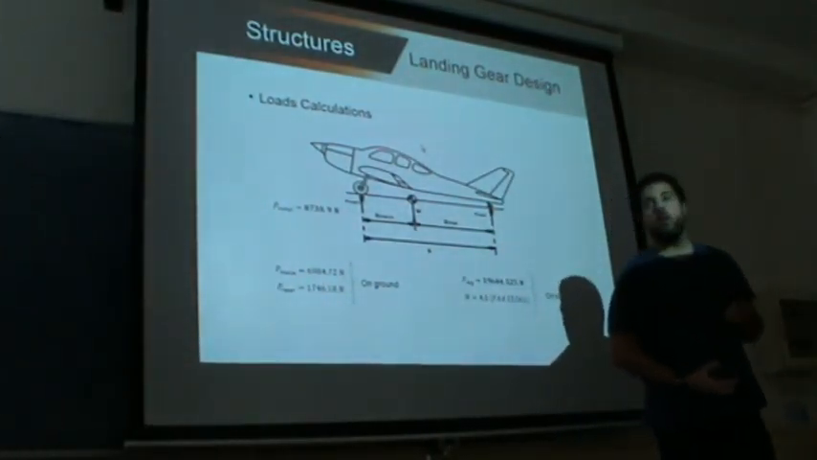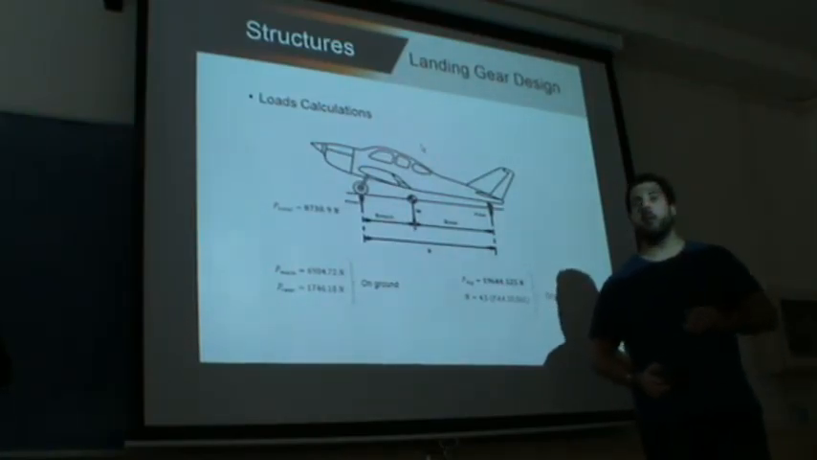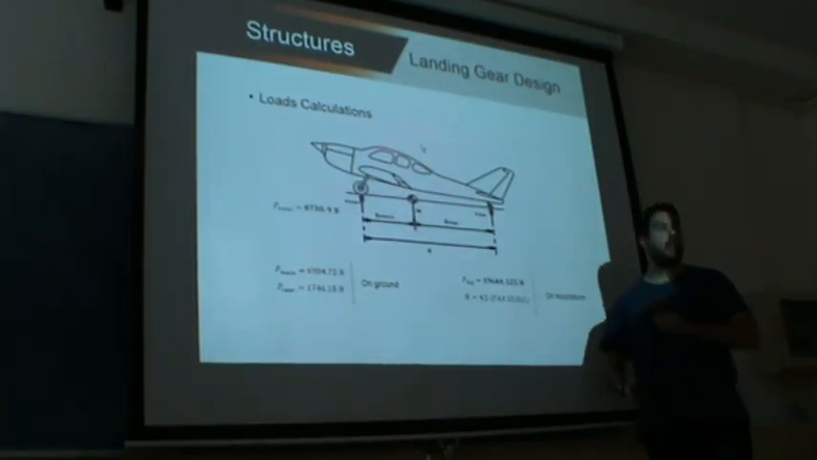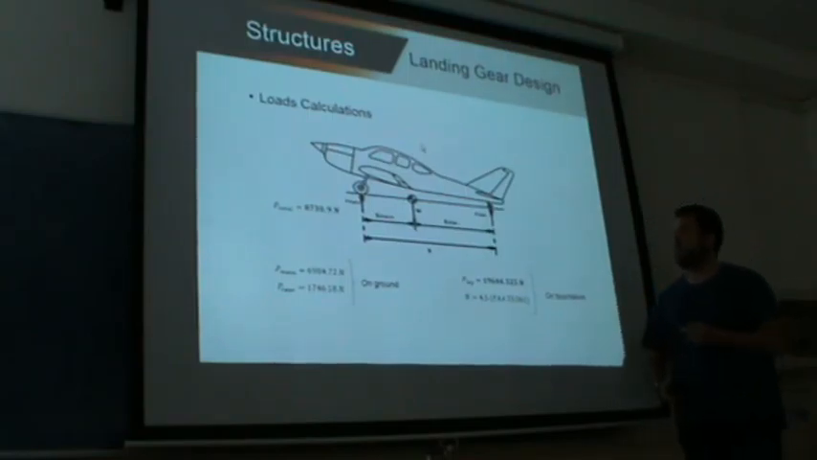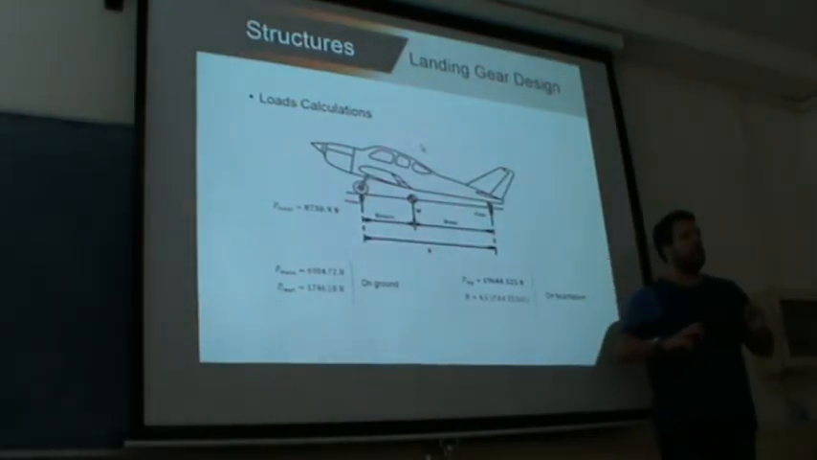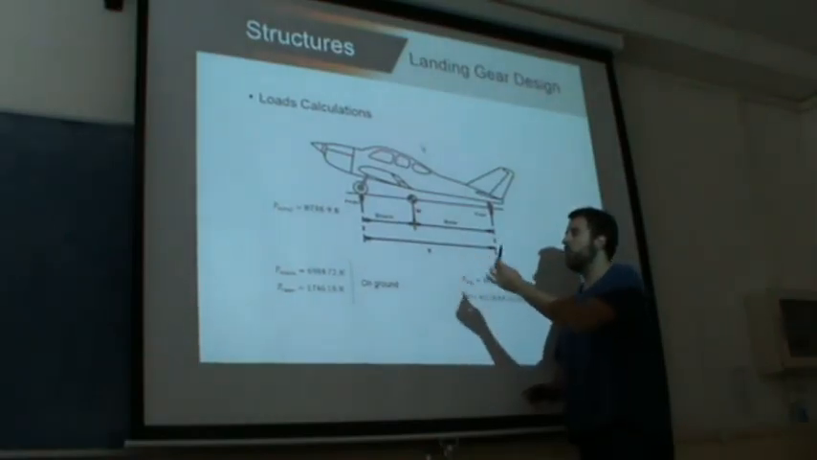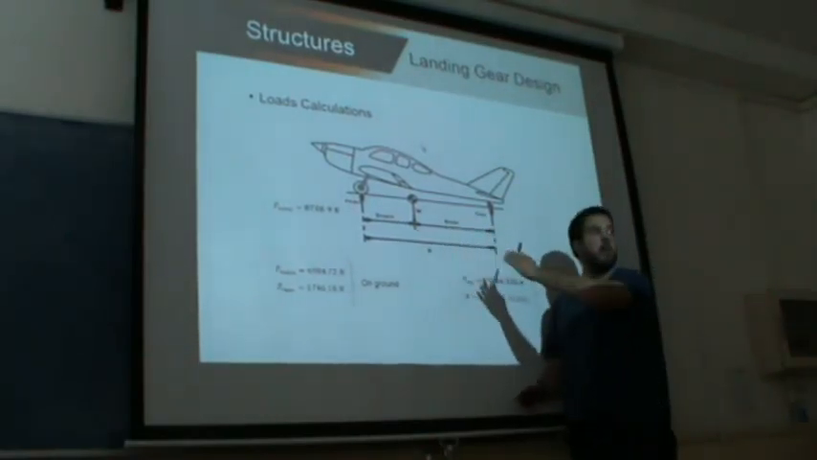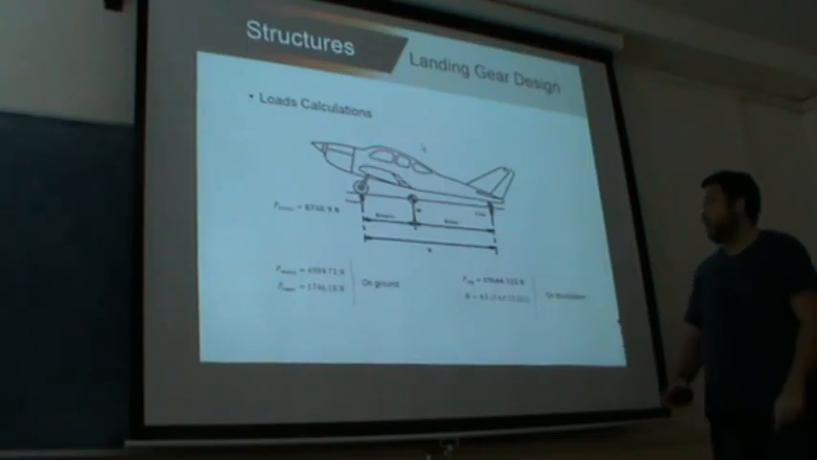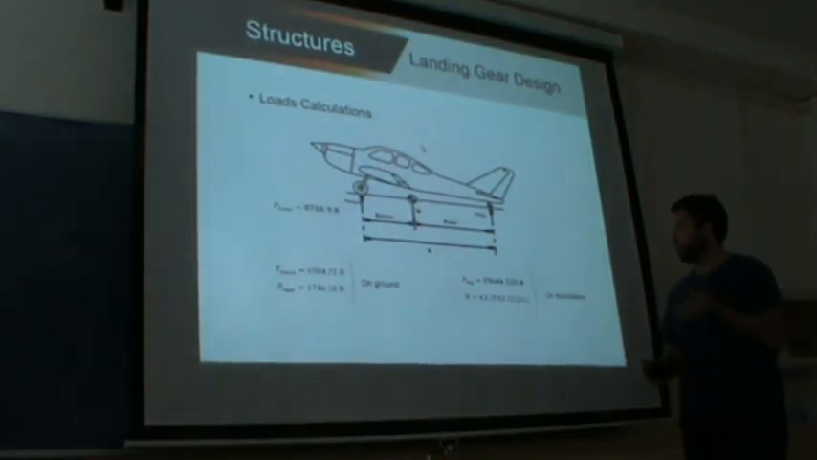Okay, now I'm going to tell you about some calculations that we've done to calculate the landing gear dimensions. First of all, there's the load distribution. When the airplane is stepped on the ground, the load distribution is according to the distance of the center of gravity to each of the wheels. But this doesn't happen when the aircraft does the touchdown.